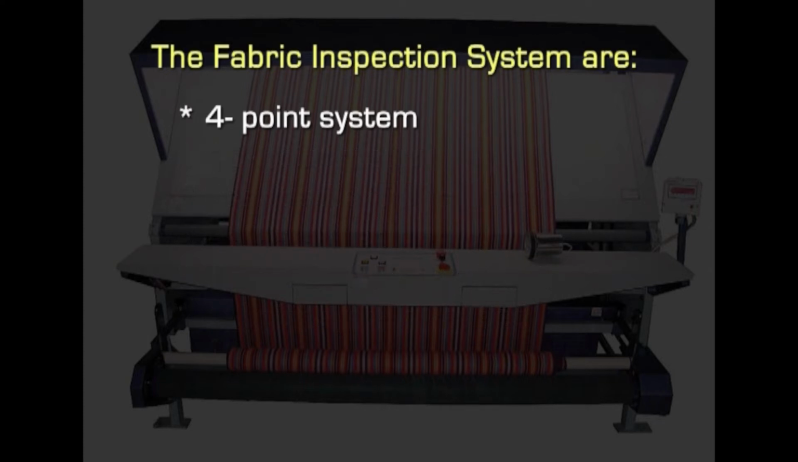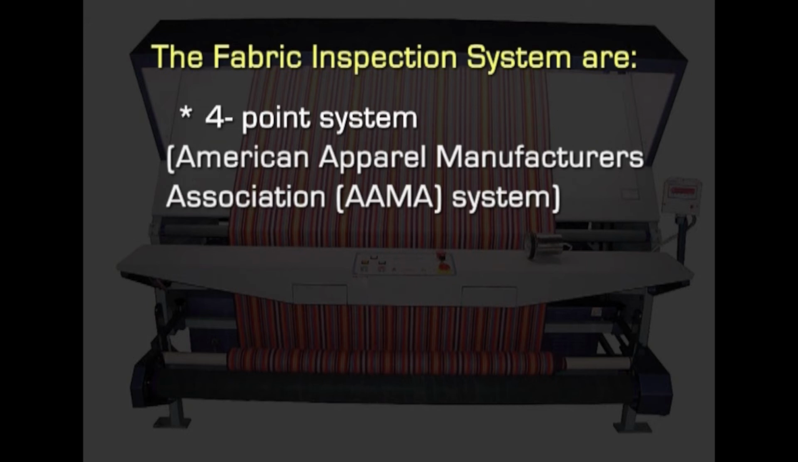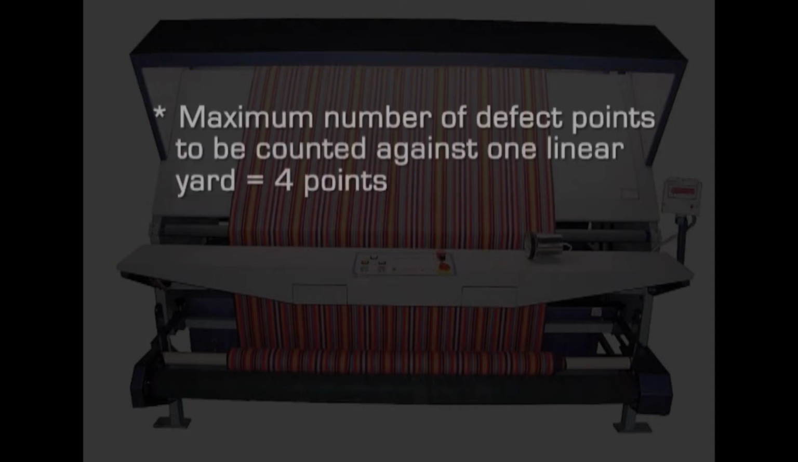The 4-point system is also called the American Apparel Manufacturers Association, AAMA, system of determining fabric quality, which is widely used for grading fabrics. The aspects of this system are that the maximum number of defect points to be counted against one linear yard is equal to 4 points. That means the fabric is graded regardless of the end product. A defect point is not a consistent unit of measure. This system makes no provision for the probability of minor defects causing seconds.